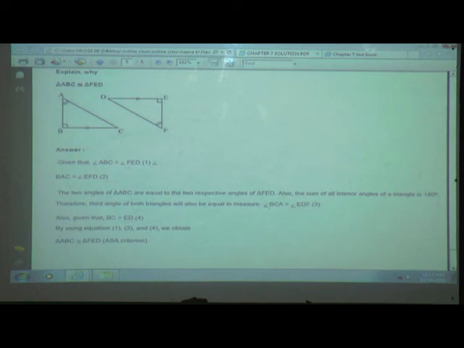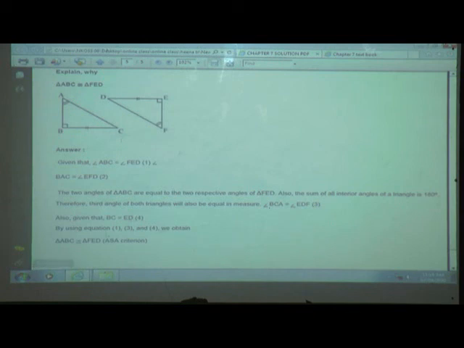So we have found the equal angles here, and also it is given that BC is equal to DE, so one of the sides is given equal. We found the two angles are equal. By using equations 1, 3 and 4, we obtain that triangle ABC is congruent to triangle FED by angle side angle criteria. So we know that the two triangles are congruent by ASA criteria.